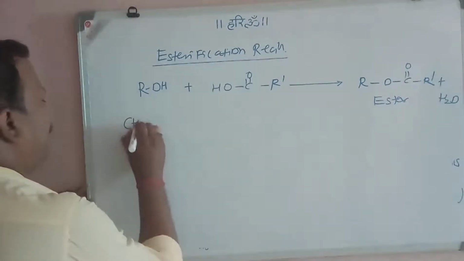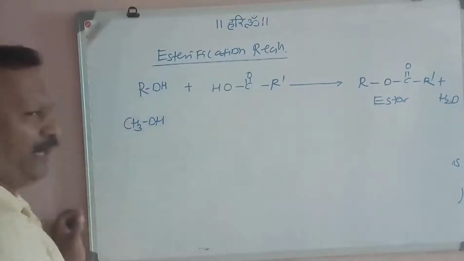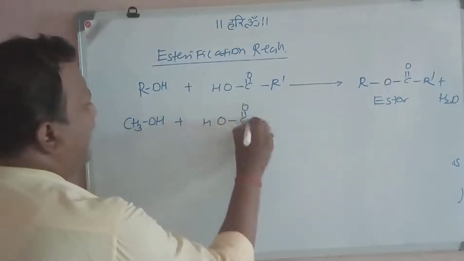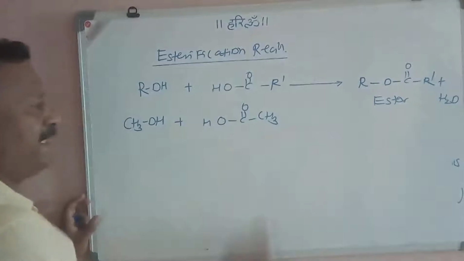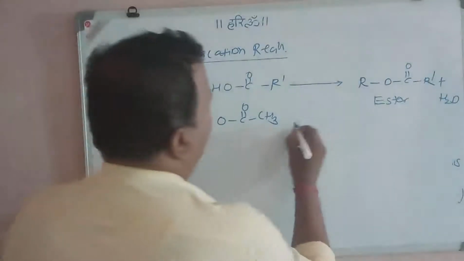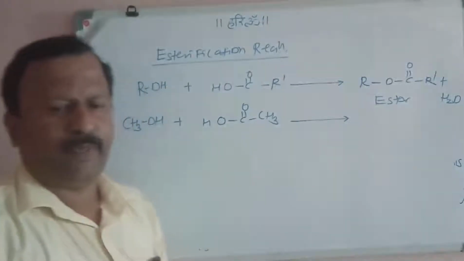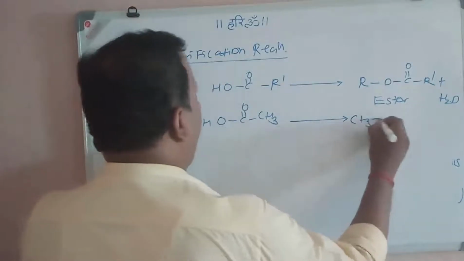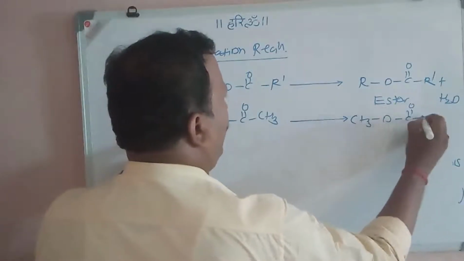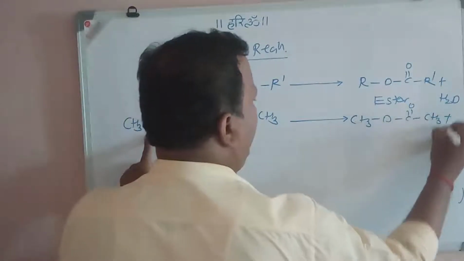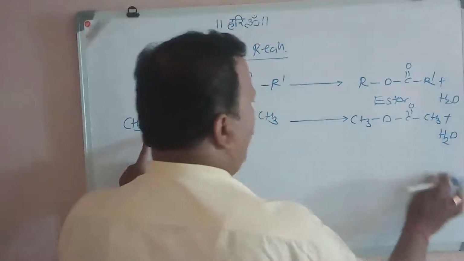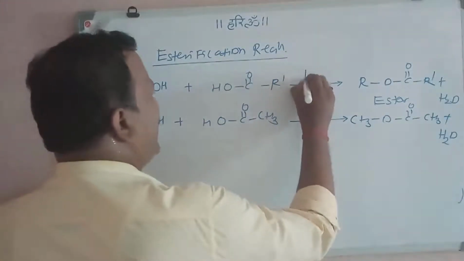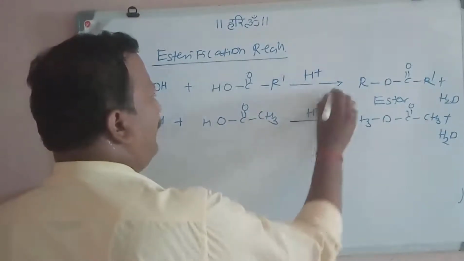Let us take one example here. Suppose we take CH3OH, which is methanol or methyl alcohol, and it is treated with the corresponding carboxylic acid like acetic acid, that is CH3COOH. Then removal of H2O takes place, and here we get the corresponding ester, that is CH3COOCH3, with the formation of H2O as the byproduct. In this way we get the corresponding ester. This reaction takes place in the presence of acid, H plus from acid.